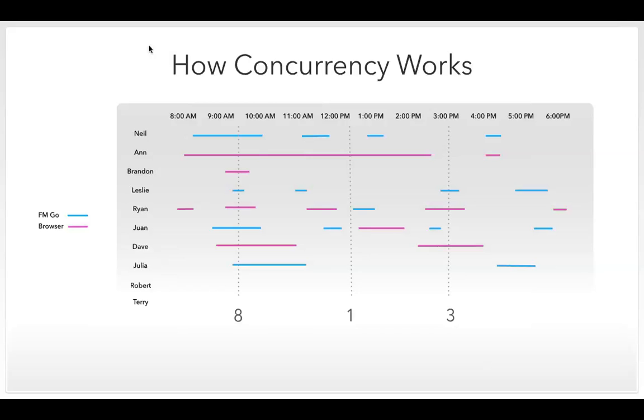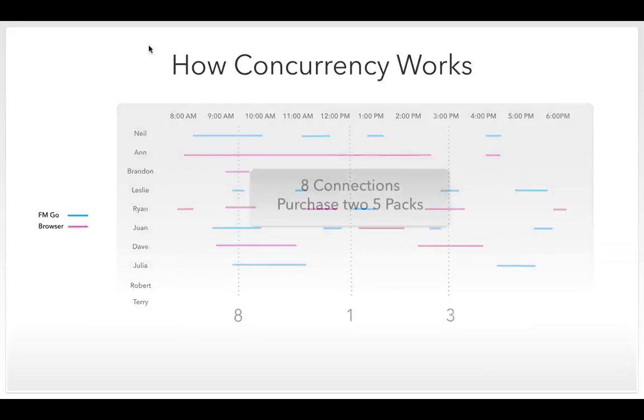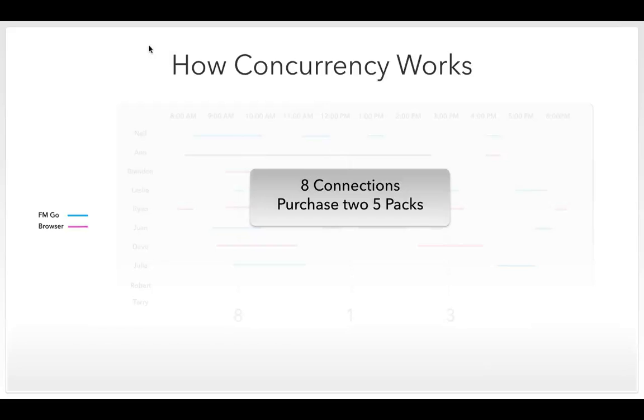Now, we sell connections in packs of five, so you would purchase and apply 2 5 packs to your server. Now you'd not only have enough for eight connections, but you'd have some left over. So again, this is concurrent connections. They're all shared. It doesn't matter whether you're connecting a FileMaker Go client or a browser. A connection is a connection.